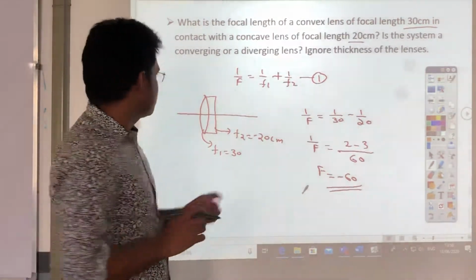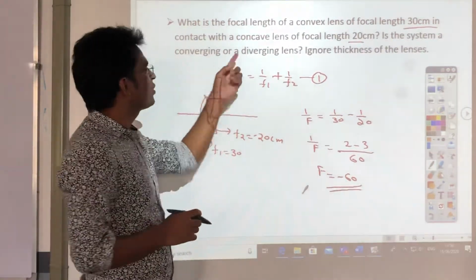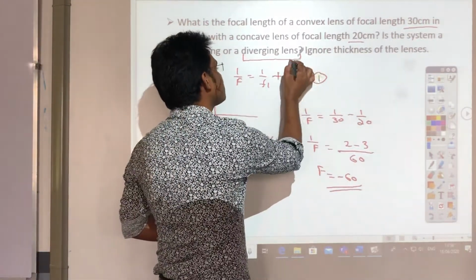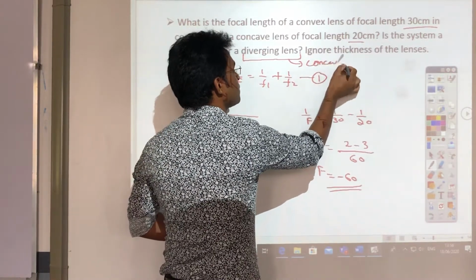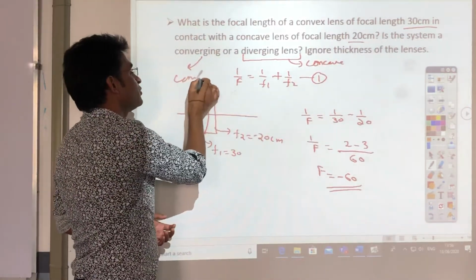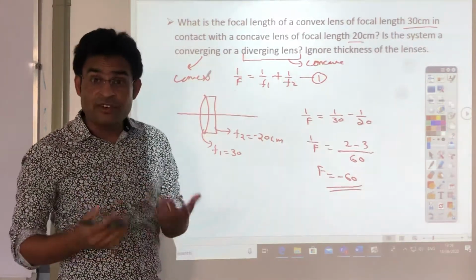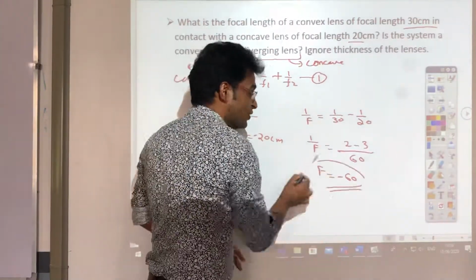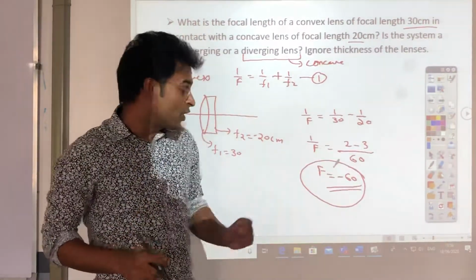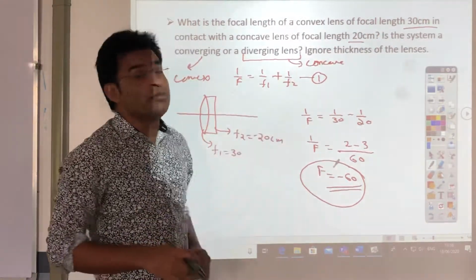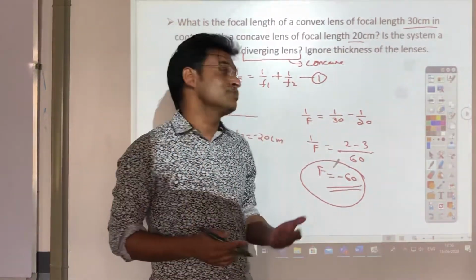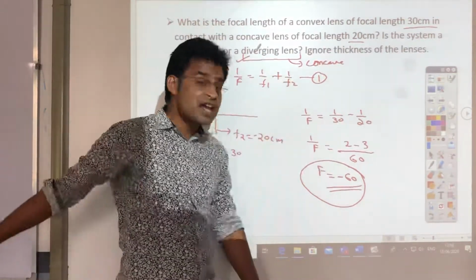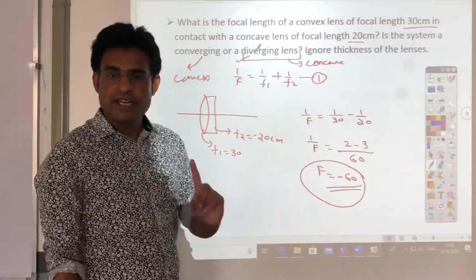One more thing they are asking in this question, if you read carefully, is whether it's a converging or diverging lens. Diverging lens means concave and converging lens means convex. So they are asking whether this combination works like a concave lens or a convex lens. Basically we are getting f negative, and we know negative focal length is for a concave lens. So obviously this combination works like a concave lens. Concave lens means nothing but a diverging lens. So the answer will be diverging lens, and the focal length of that lens will be minus 60 centimeters.